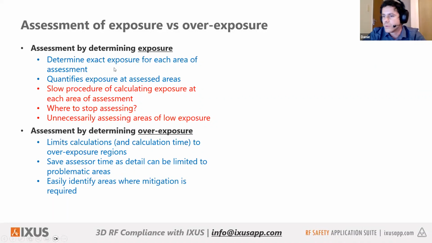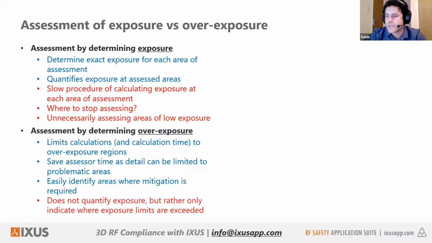You can also use this, especially in combination with something like the Lobe imprint tool, to easily identify areas where mitigation is required. As I mentioned before, the previous approach determines exposure, whereas here we're only looking at areas where there is overexposure, and those are essentially the areas where mitigation is typically required. The negative of this is that it does not quantify the exposure at that area, but rather only indicates where exposure limits are exceeded.